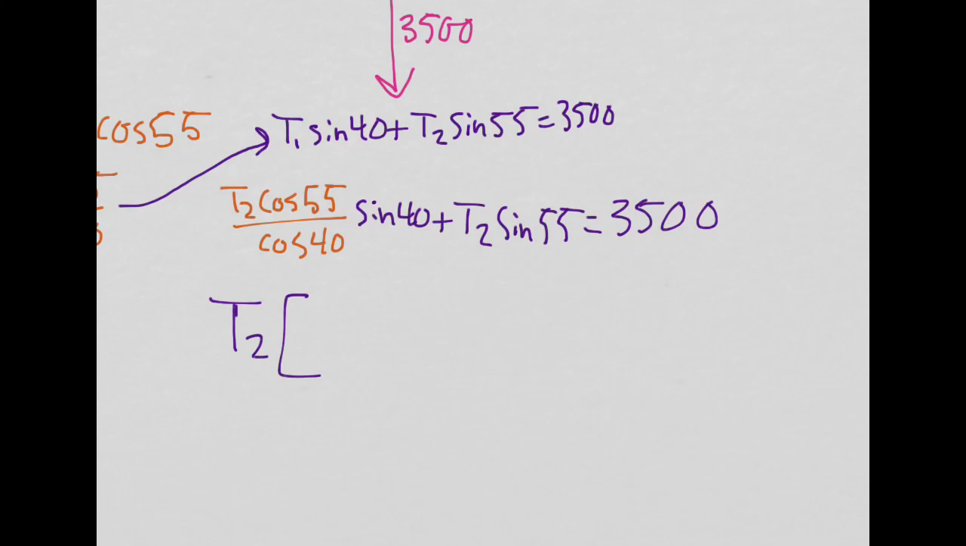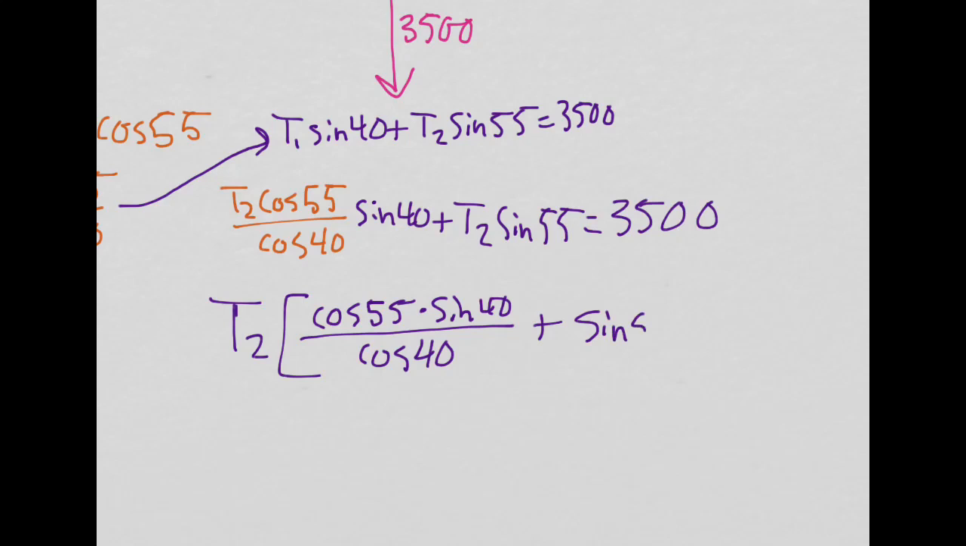What's left behind? Well, you have cosine of 55 times the sine of 40 divided by the cosine of 40 plus, factor out the T2 from that second term, you're left with sine of 55, and all of this is still equal to 3,500. So just like before in the hippo problem, get T2 by itself, by dividing by that whole mess right there.